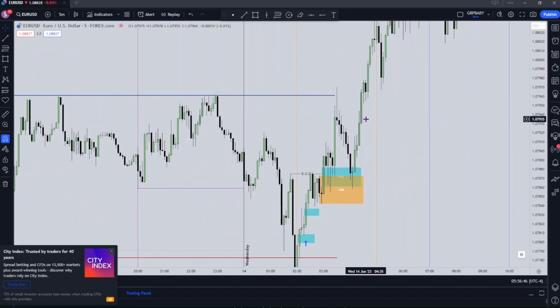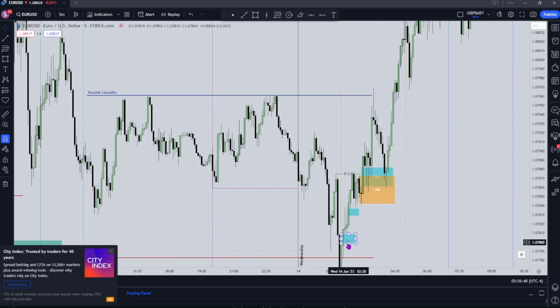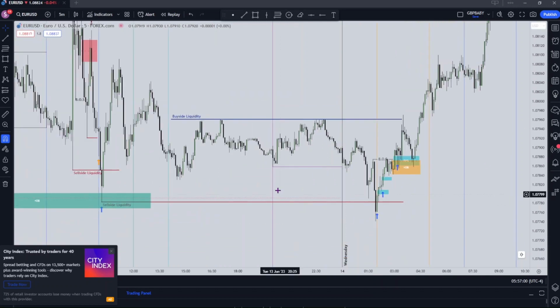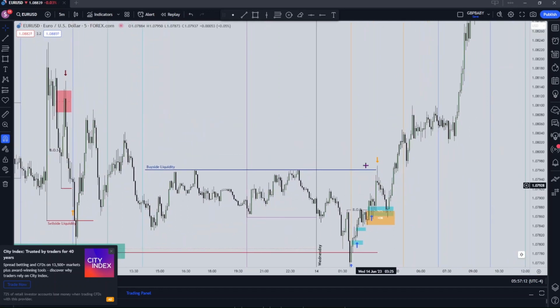And then I'd let off some of my position above this buy side liquidity, so be that off here. I could add more to my position here, and then I'd let off the rest above. We've got swing highs here, here, and up here.